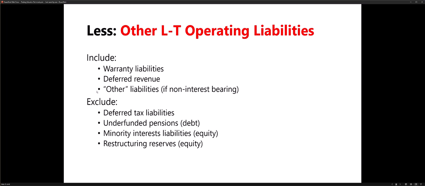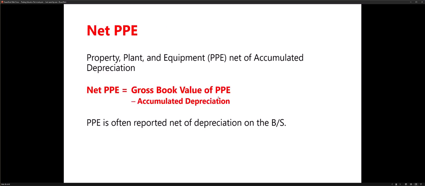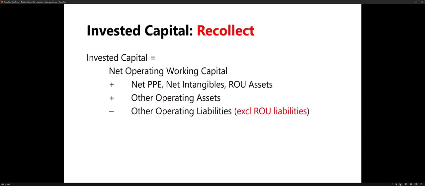Deferred revenue, other liabilities, if non-interest bearing. Next is net PPE. It's easy. You can just find it on the balance sheet. It's normally the net amount, gross minus accumulated depreciation. So I'm not going to talk a lot more about that.